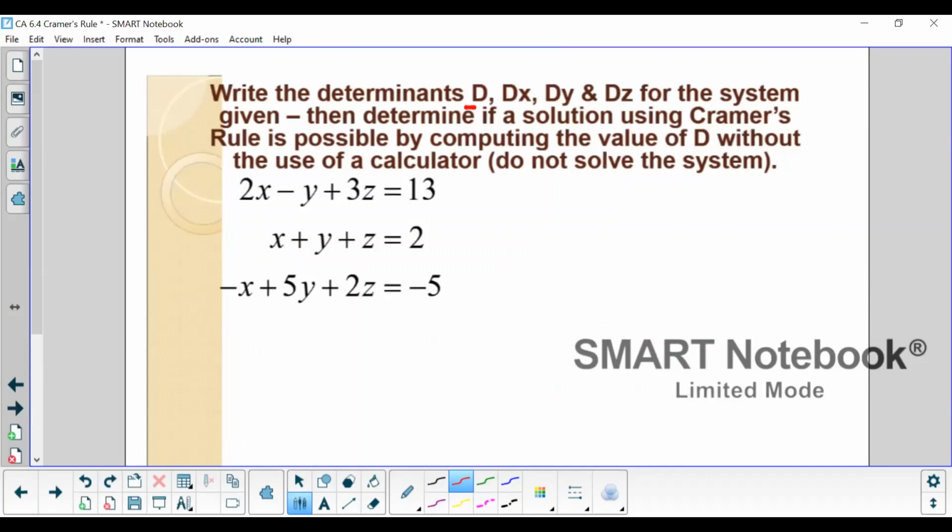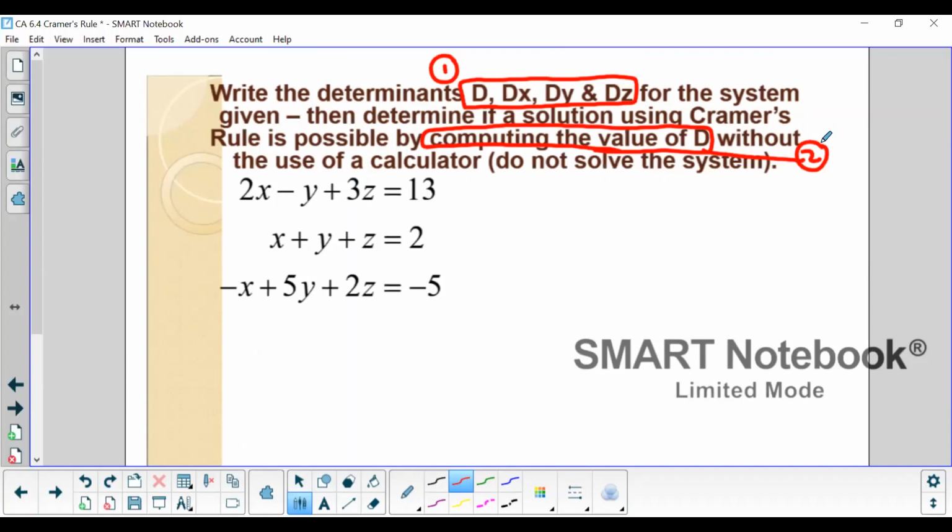We are going to write out the determinants for these things: D, Dx, Dy, Dz. And then we're just going to compute the value of D only. And then use that value to say whether or not a solution is possible. Because remember, if D is 0, we would have to say no solution is possible. So we'll just figure that out, and then that's as far as we're going to go. So we're going to set up all the determinants, but not actually evaluate them. The only one we're going to evaluate is D.